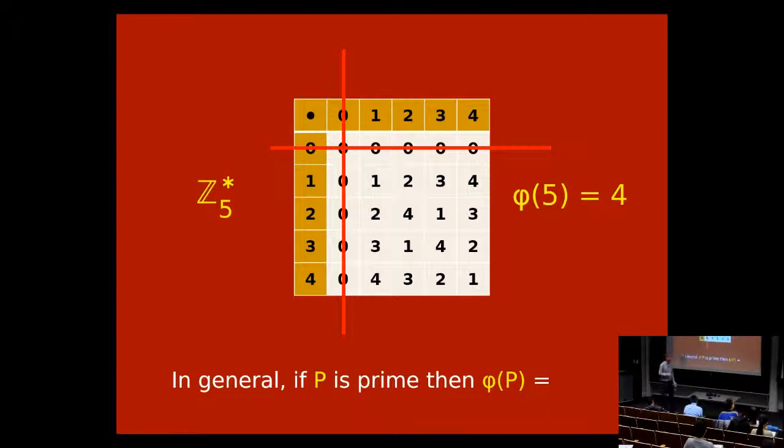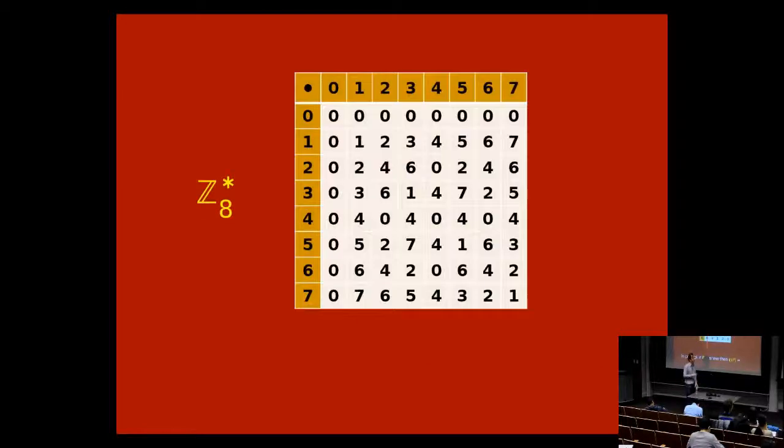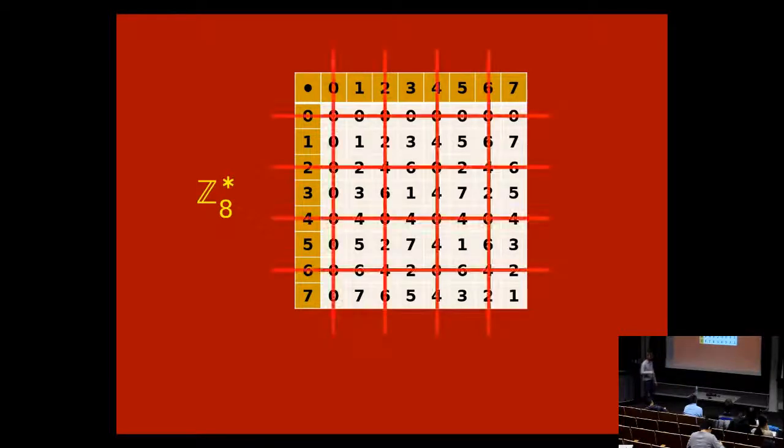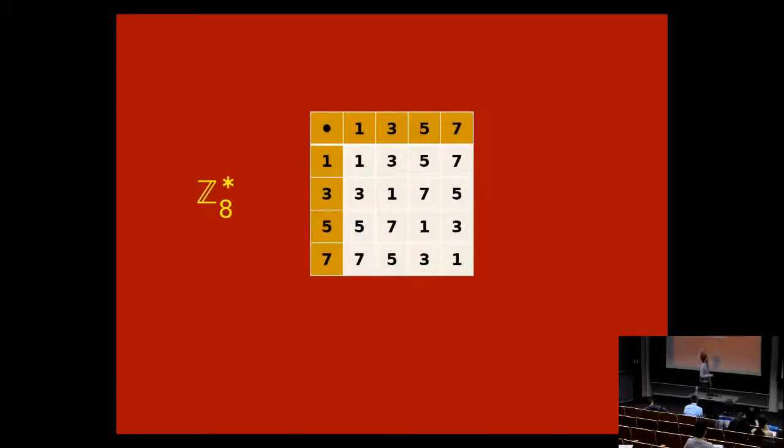In general, if p is prime, then phi of p is p minus 1. Remember, all of the numbers mod a prime have GCD 1 with it except for 0. Let's do another, more interesting example. If we look at Z8 star, we start with the multiplication table, but we get rid of all the ones that don't have inverses, that have a 0 in their row or column. This is annoying to look at, so I'll draw it like this. The ones left are 1, 3, 5, and 7. And it's a nice fact that if you multiply 5 times 3, it's 15, which is 7 mod 8. This multiplication stays within this set.